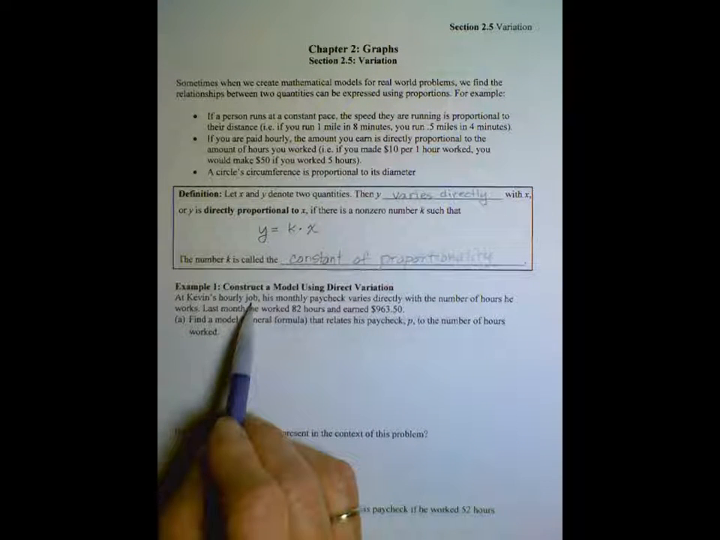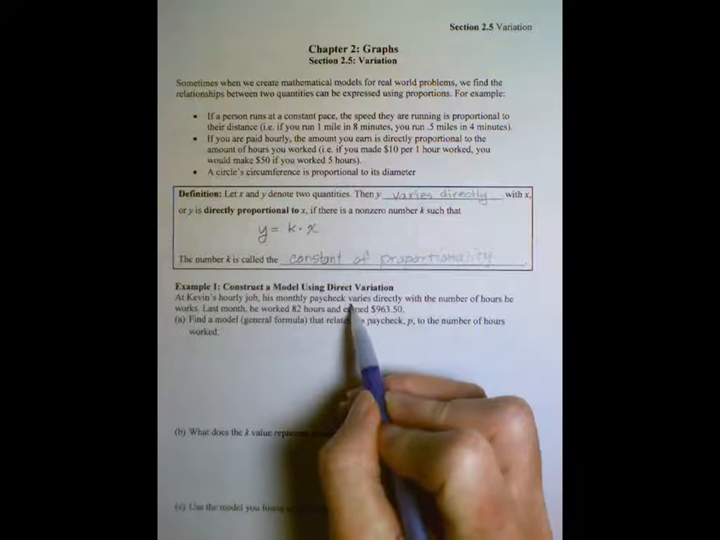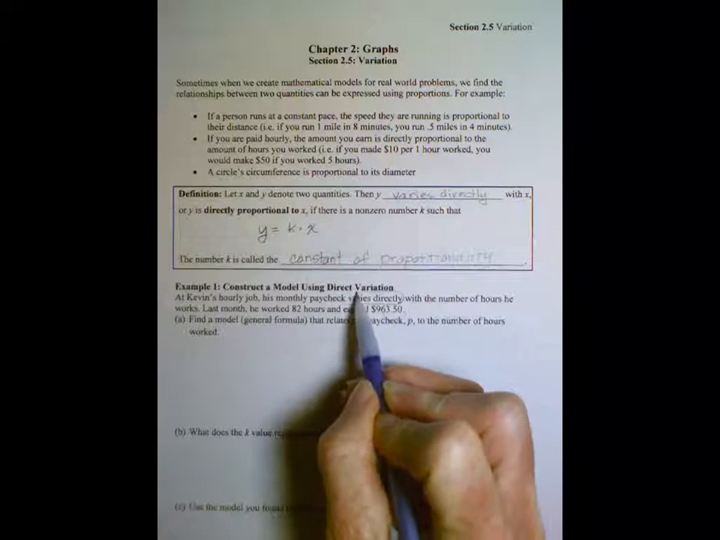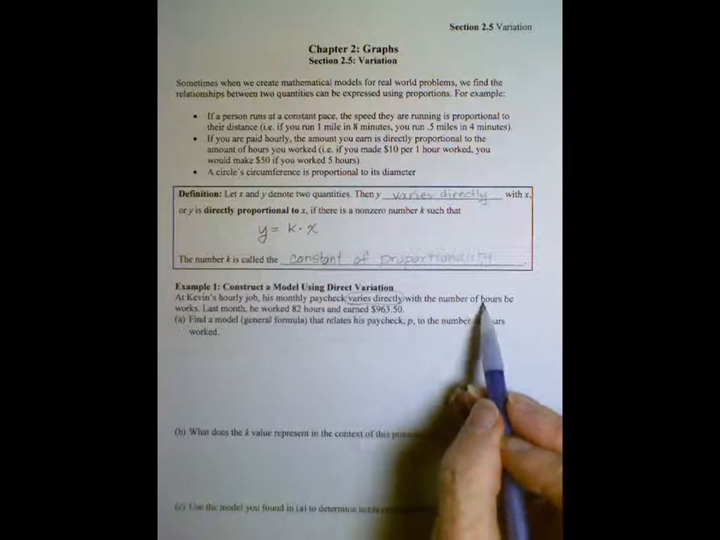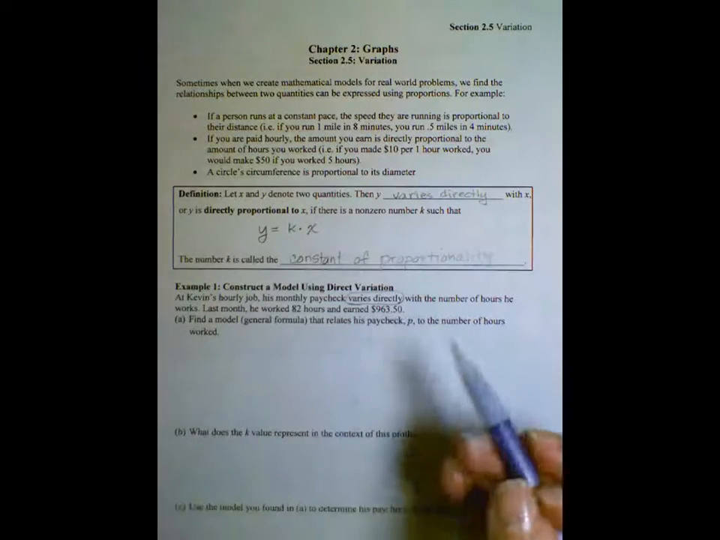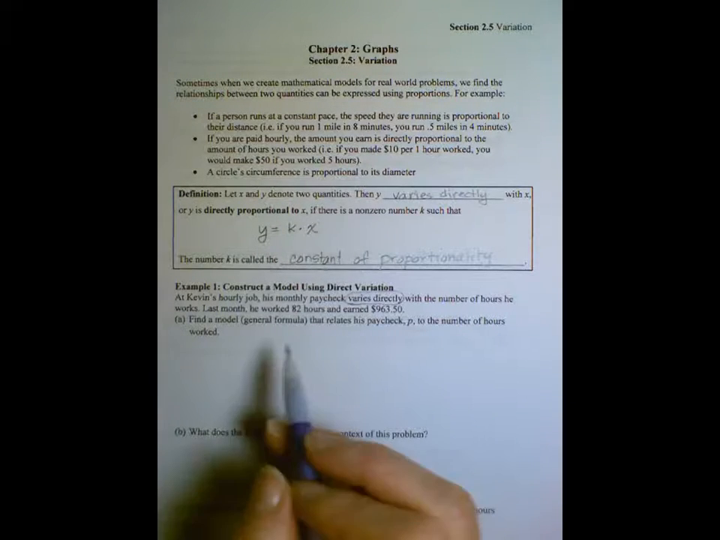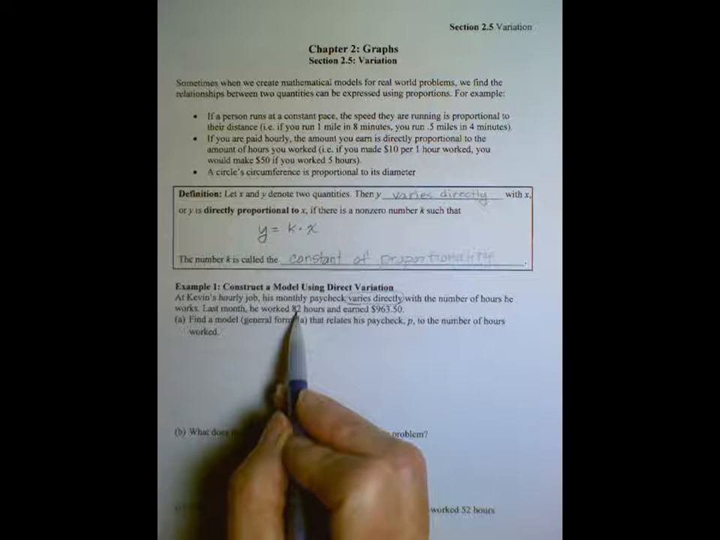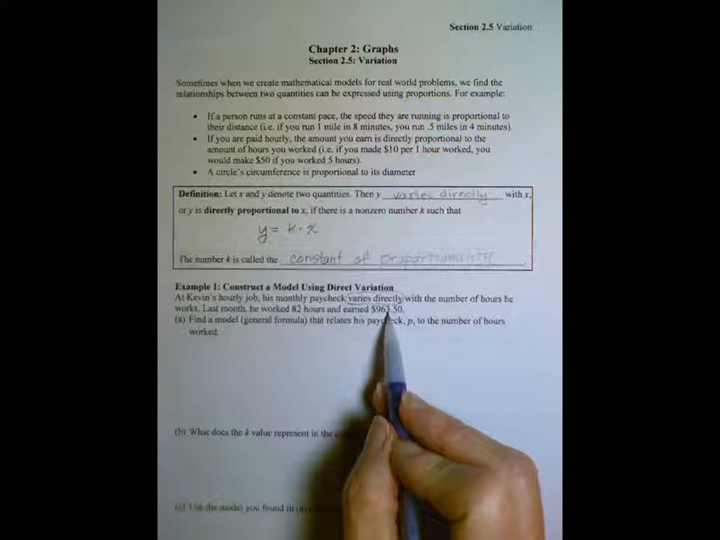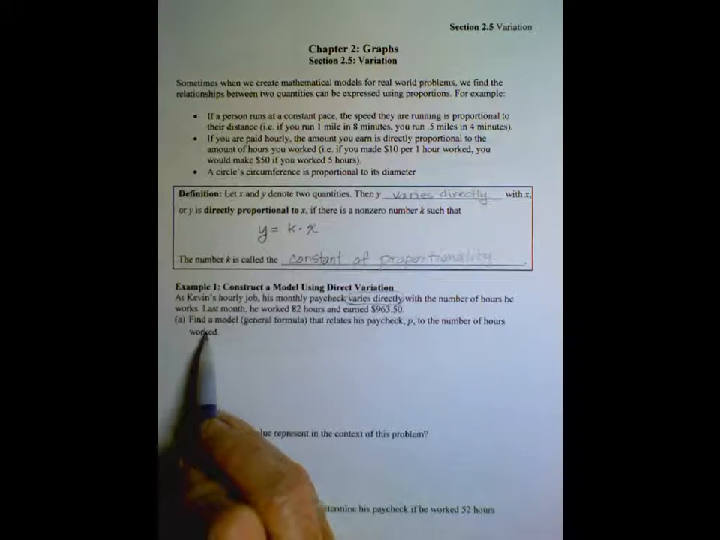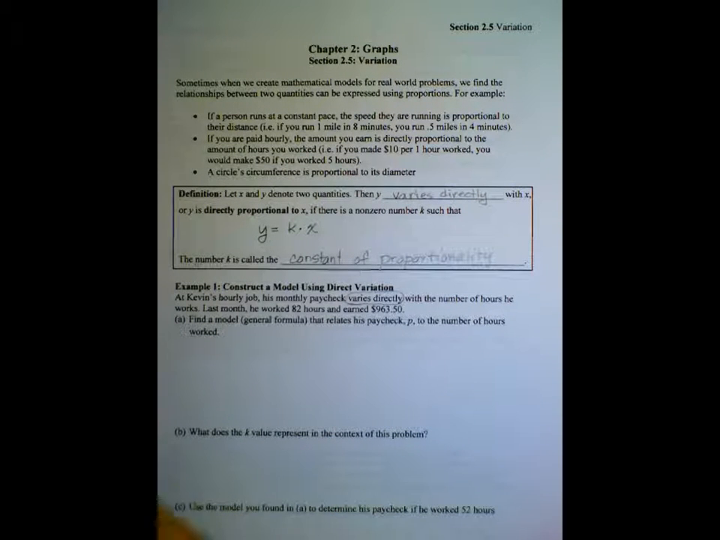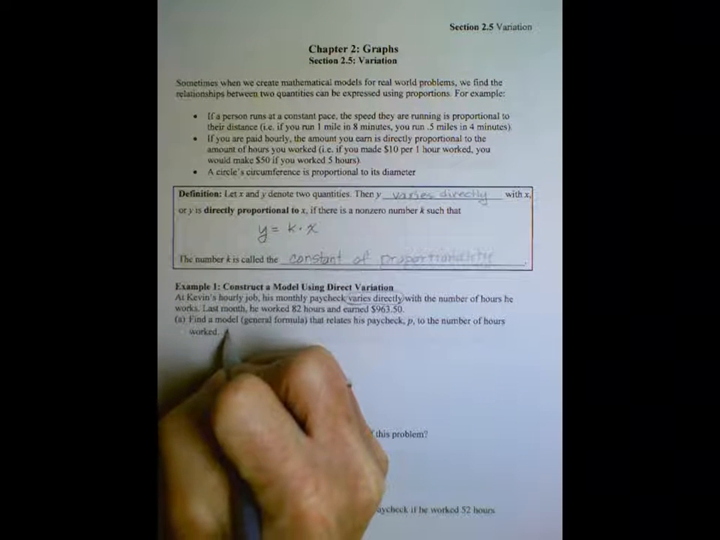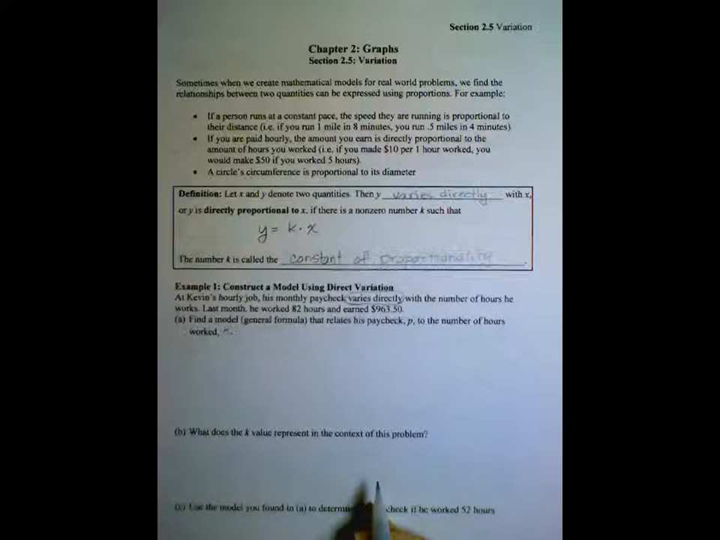So here's an example of direct variation. At Kevin's hourly job, his monthly paycheck varies directly with the number of hours he works. The problems will tell you what type of variation, and we're going to have two. This is our first one, directly. So his paycheck varies with how many hours he works. Last month, he worked 82 hours and earned $963.50. Part A says to find a model, a general formula that relates his paycheck P to the number of hours worked. I'm going to use a lowercase h for my number of hours worked.